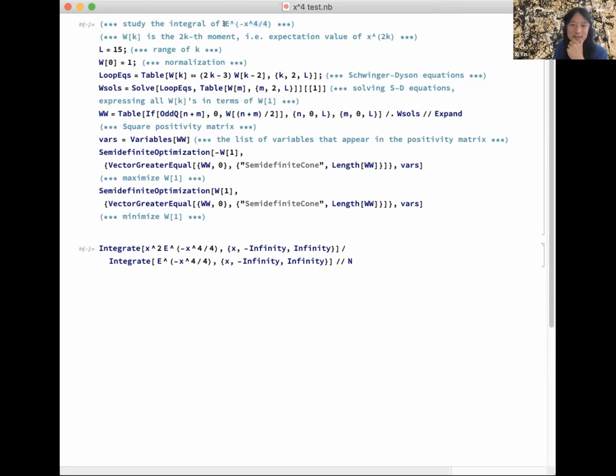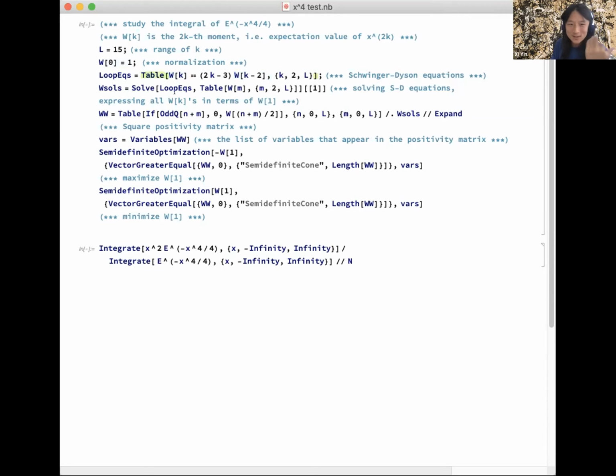In this case, the action is x to the fourth, and we're going to be considering expectation values of x to the 2k. So these are the moments. I'm going to call them w_k. So these w_k's are the analog of my spin insertion expectation values, right? I can normalize so the identity expectation value is just 1, and the loop equations, or the Schwinger-Dyson equation in this case, which you can easily derive by changing variables, is just a relation of w_k to w_{k-2}.